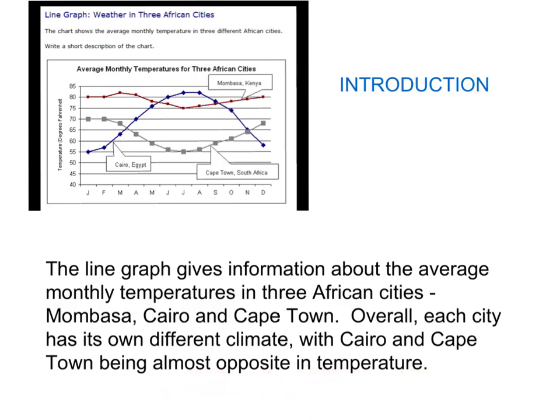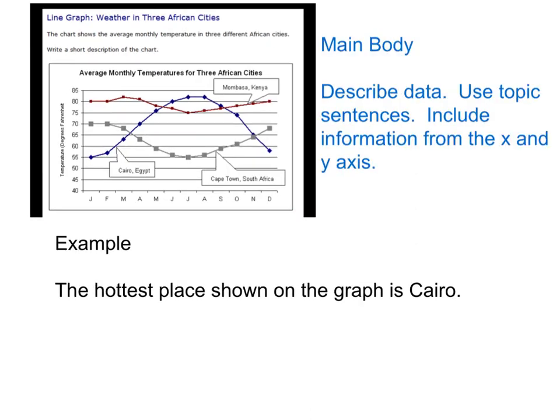In the introduction, you could also mention that the y-axis shows temperature in degrees Fahrenheit, and that the x-axis shows the months of the year. When you write the main body of the essay, make sure you describe data. Use topic sentences. Include information from the X and Y axes.